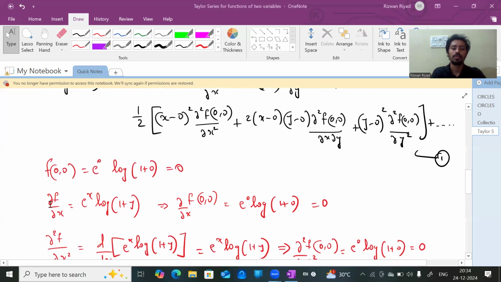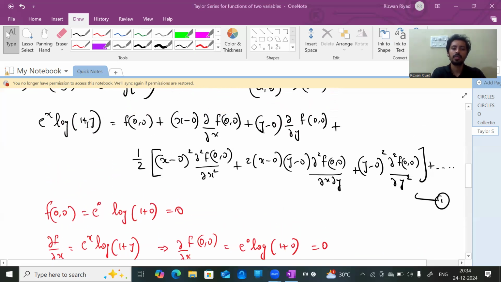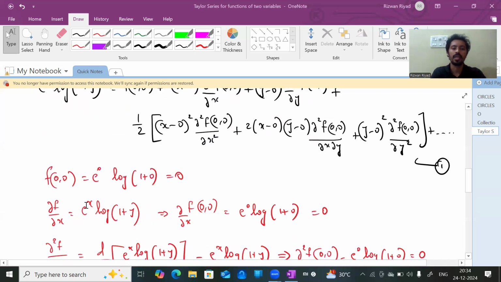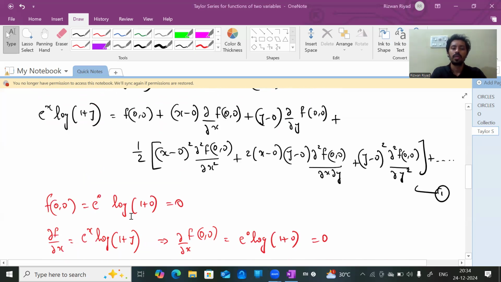Okay, then what is ∂f/∂x? That is the partial derivative of f with respect to x. In that case, this is our f(x,y). We are differentiating with respect to x, so log(1+y) will be constant. That you can keep separated, log(1+y). Then you can take the derivative of e^x. Derivative of e^x is e^x only. So you'll get the same e^x log(1+y). Same function only.